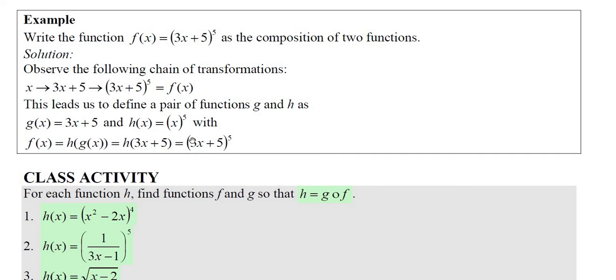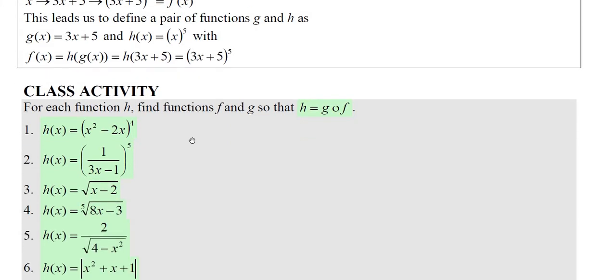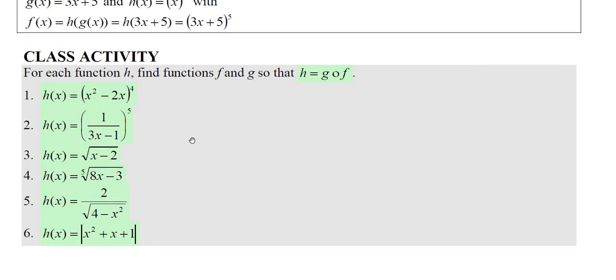Okay, so that is how we decompose functions. I just want us to try once on Jamboard again now. So I'm going to put this now into Jamboard.